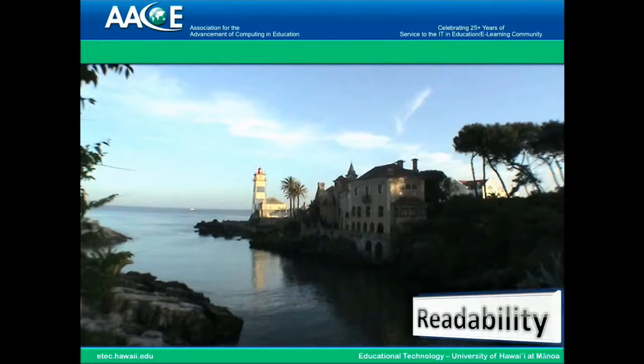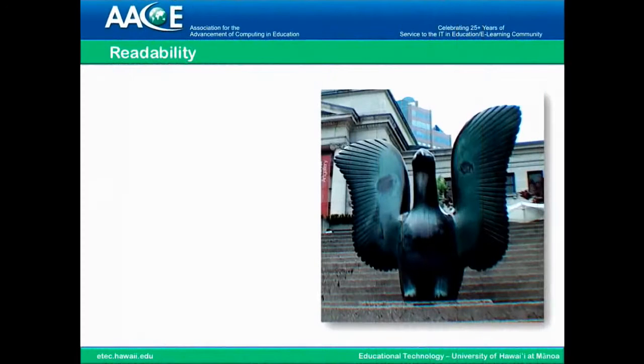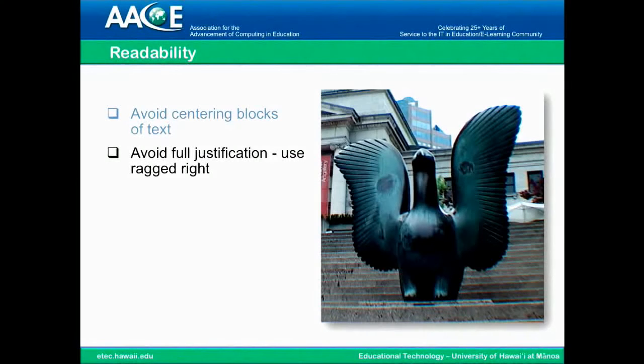Readability. Avoid the centering of large blocks of text. And the reason for this is when you have things centered, your eye goes back and forth and tends to lose its place. The same thing is true for full justification. We've learned to use those edges on the left side being straight and on the right side being ragged to be able to find our place. Once you change this and you're fully justified, it's very hard to read.